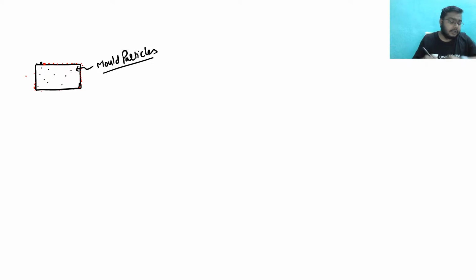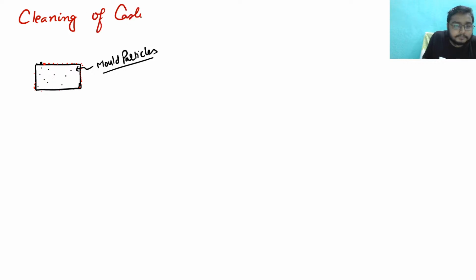How can we remove them? There is a process, and this is the section we are going to study, known as cleaning of casting. So how are we going to clean the castings we have produced? The first process is known as fettling.